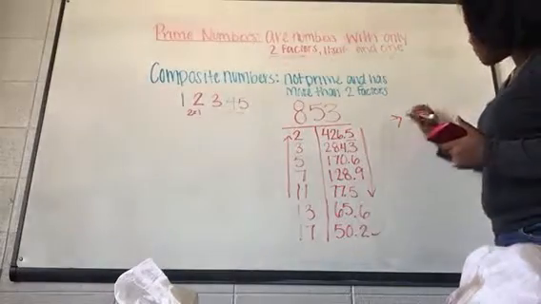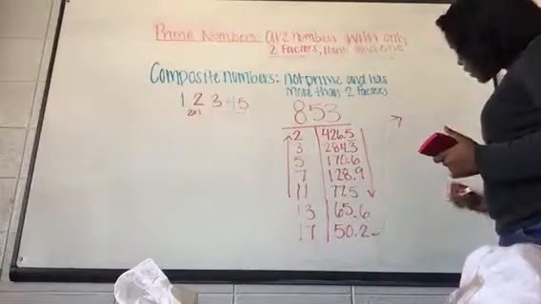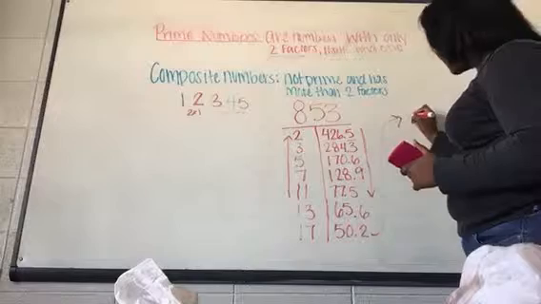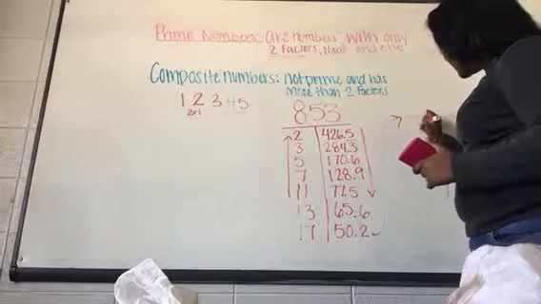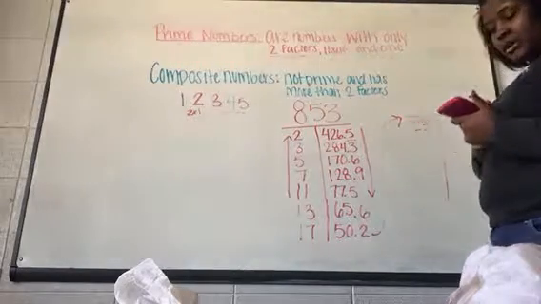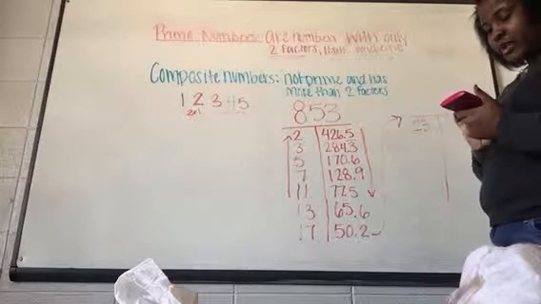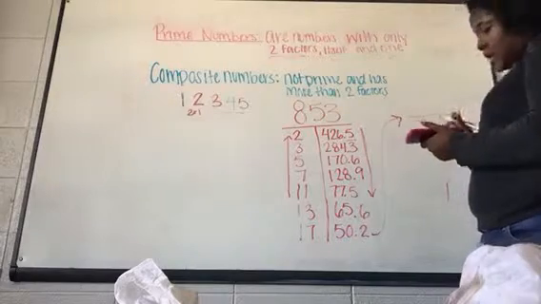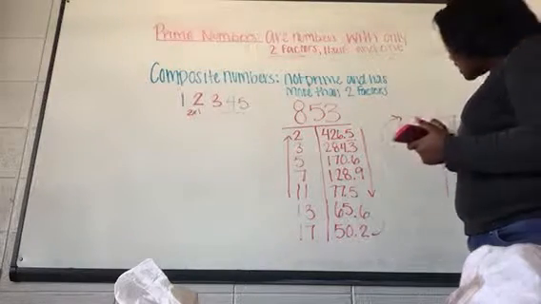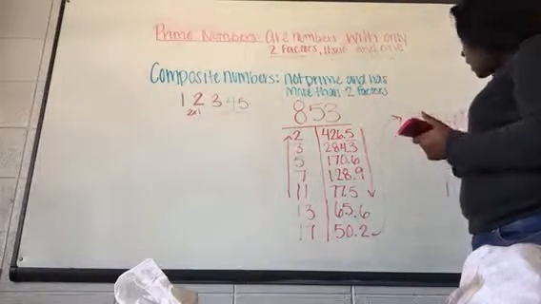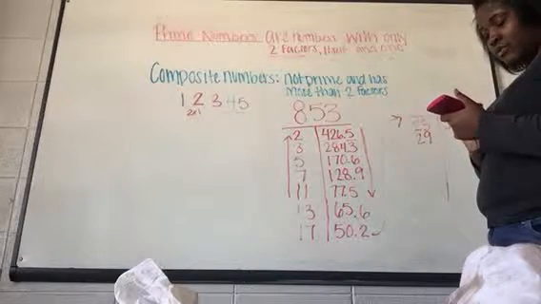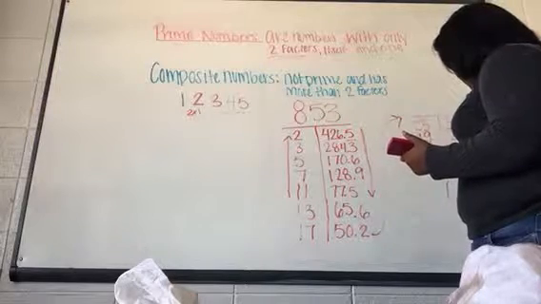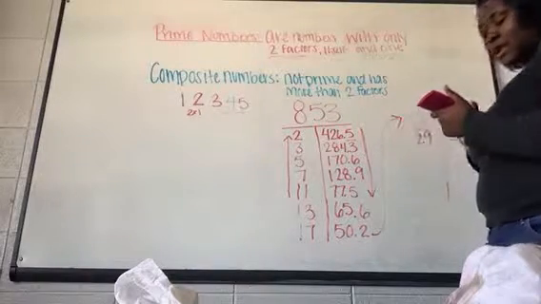But we're going to continue with this chart where you can still see the numbers are getting smaller and smaller together. And the next prime number is 23. So 853 divided by 23 equals 37.1. And the next prime number will be 29. And 853 divided by 29 equals 29.4.